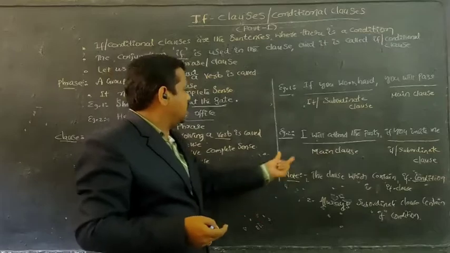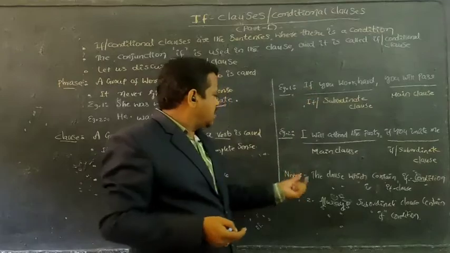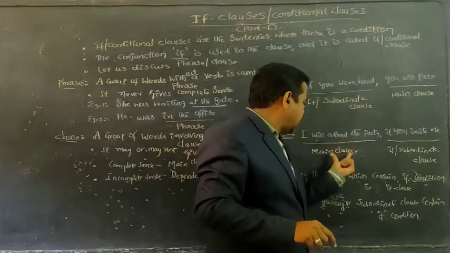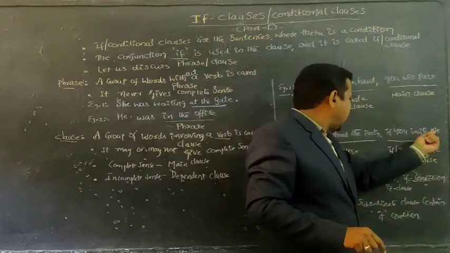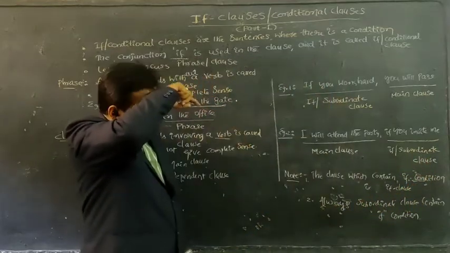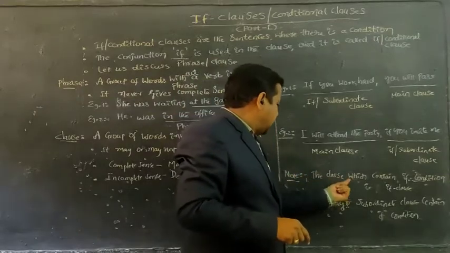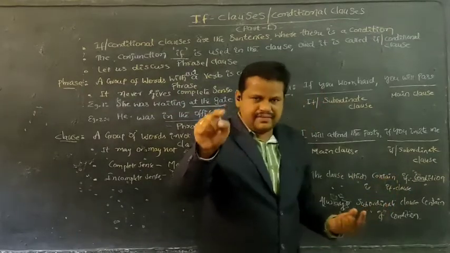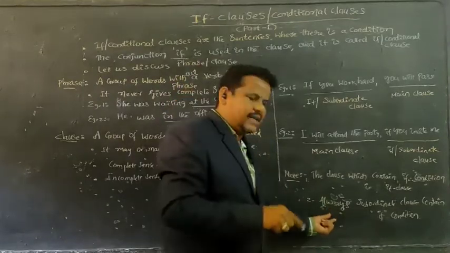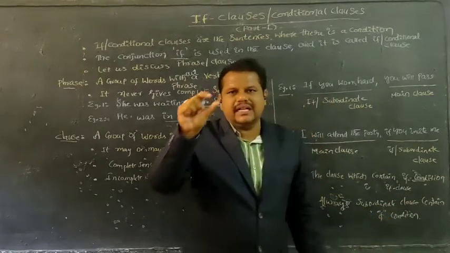See example number 2 now, students. I will attend the party if you invite me. In this one, the first part is the main part. That is, I will attend the party is the main class. If you invite me contains if followed with the subordinate class. Now you might have understood that the class which contains the if condition is an if class. Always if classes must be added with a subordinate class. This is very important. Always the subordinate class contains the if condition.